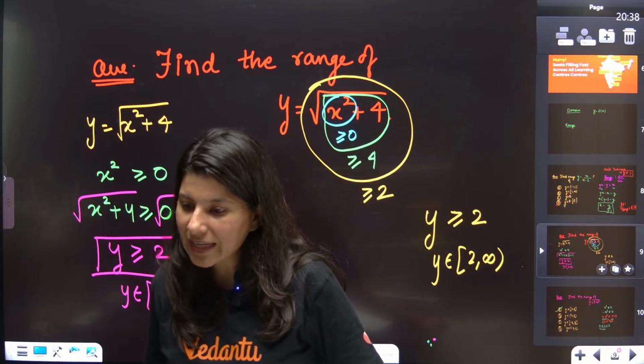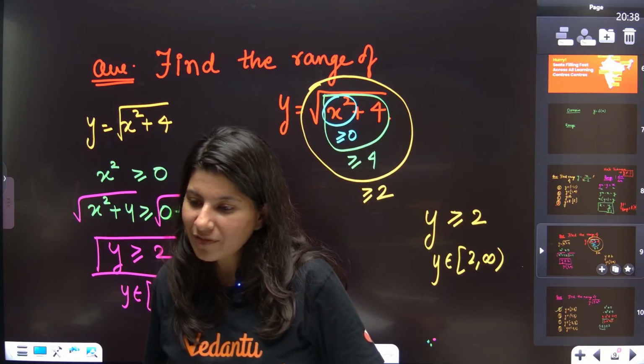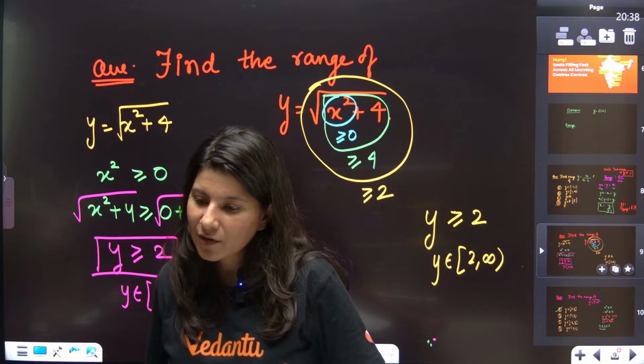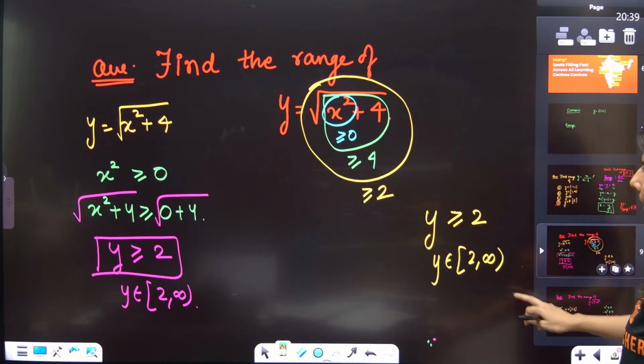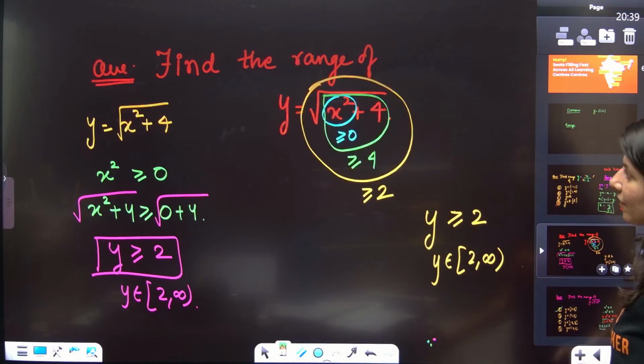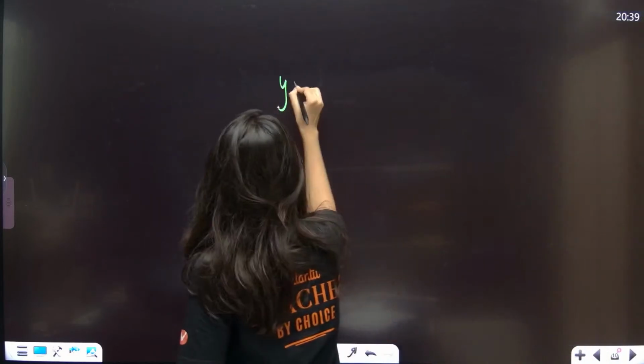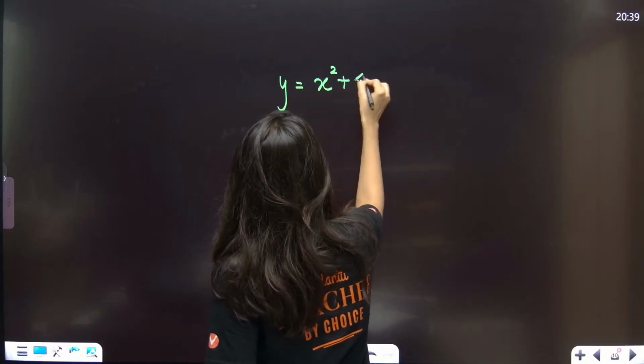Ma'am, I made x equals root of y square minus 4. Okay, acha, like that. Chalo, one more method, I think. y equals root of x square plus 4. Just understand.